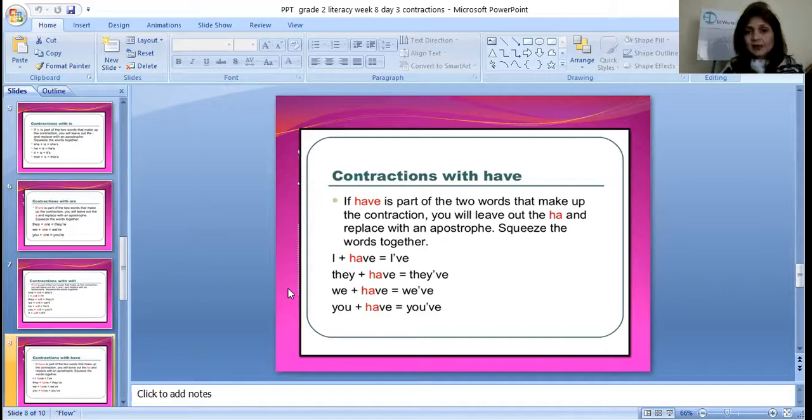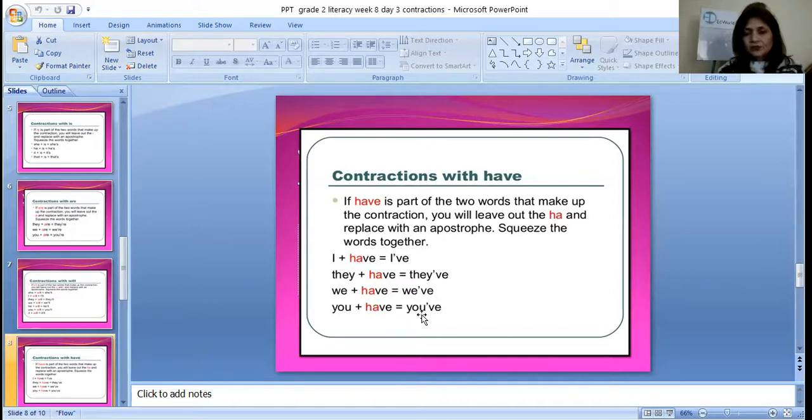Now, contractions with have. If have is part of the two words that make up the contraction, you will leave out the H and A and replace them with an apostrophe. Squeeze the words together. I have becomes I've. They have, again leave out H and A and write an apostrophe, it will become they've. We have, again leave out H and A and write an apostrophe, it will become we've.